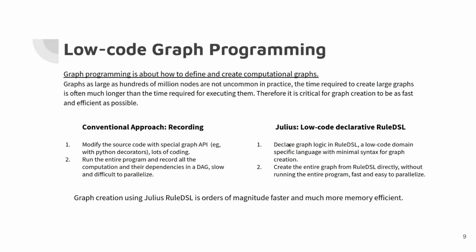In comparison, when we generate a graph from root DSL, that happens directly. It doesn't have any intermediate. We don't have to run the program from beginning to end to create a graph. So therefore, graph creation using root DSL is orders of magnitude faster and much more memory efficient.